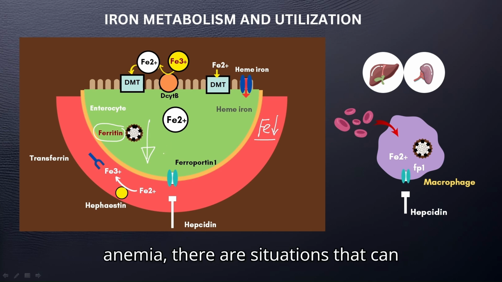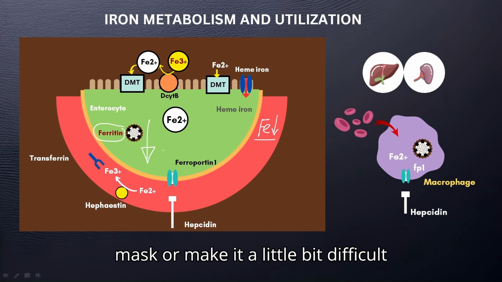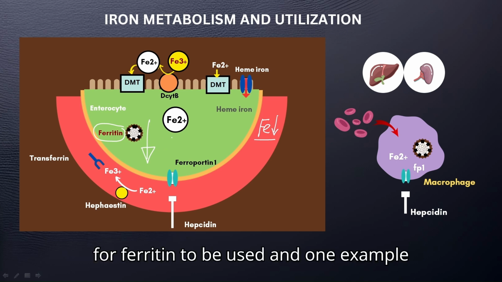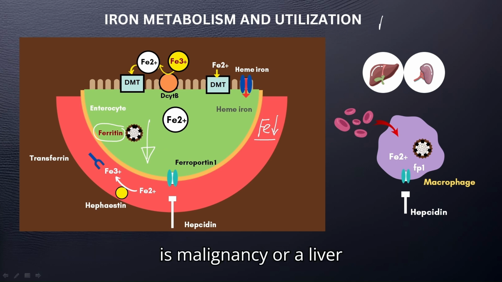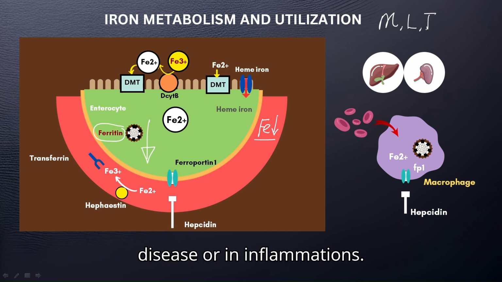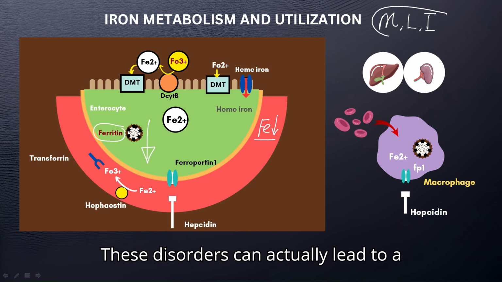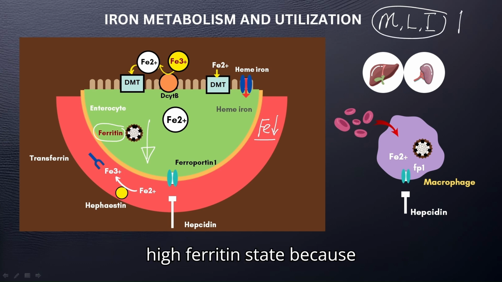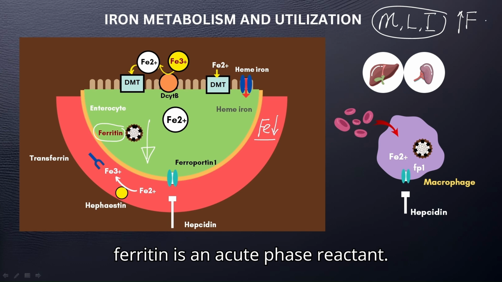There are situations that can mask or make it a little bit difficult for ferritin to be used, and one example is malignancy or a liver disease or inflammations. These disorders can actually lead to a high ferritin state because ferritin is an acute phase reactant.